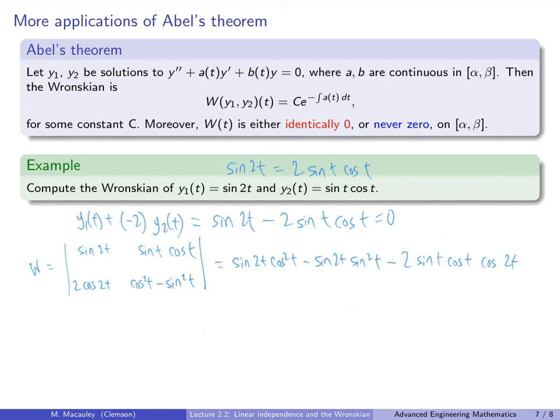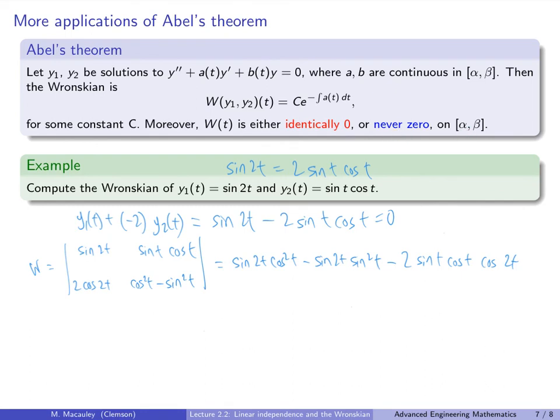And it should be 0. Now, of course, you could do trig identities to this, but in that case, you could have done trig identities to this original thing as well. So, let's see what we can determine. Remember that the Wronskian is either identically 0 or it's never 0 on any fixed interval.